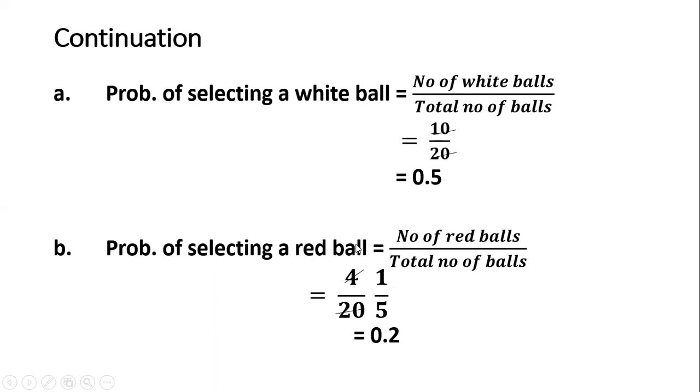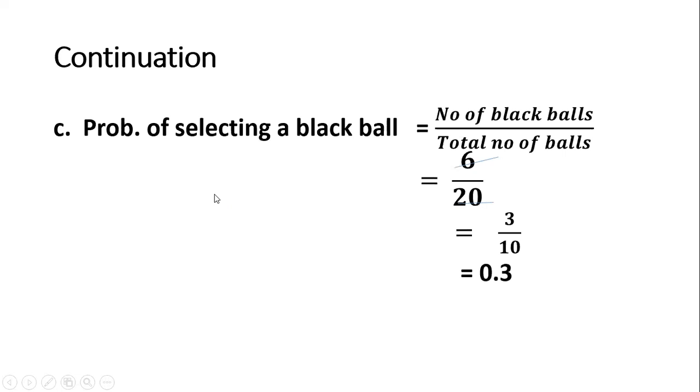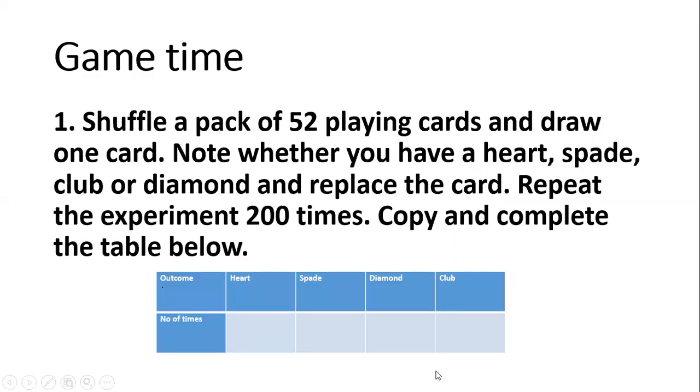The probability of selecting a red ball: the number of red balls is the one required, and the possible number is the total number of balls inside the bag. We have 4 red balls, so 4 over 20, which is 1 over 5, and that will give us 0.2. C, the probability of selecting a black ball: the number of black balls is the one required, over the total number of balls, which is the number possible. There are 6 black balls in the bag, so 6 over 20 will give us 3 over 10, which is 0.3.